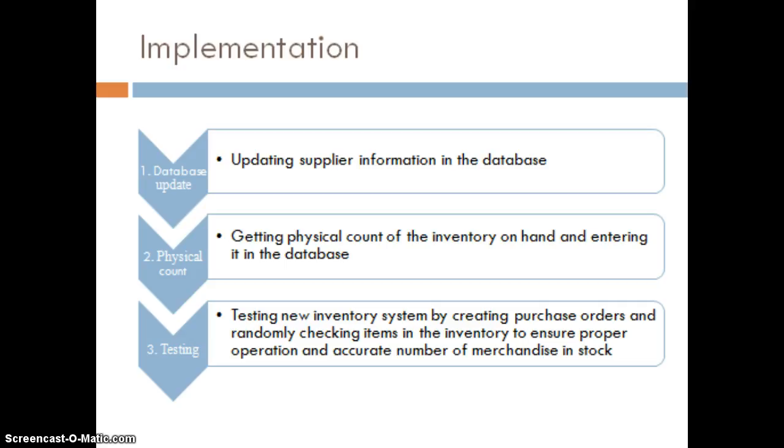The first step will be updating the database. We'll update the supplier information for every product we'll have in stock, along with the cost and any other necessary information. Second step, we'll perform a physical recount of the inventory we currently have in place, and we'll enter that information in the database. And the third step, we'll test the new inventory system by creating purchase orders and randomly checking items in inventory to ensure proper operation and accurate number of merchandise in stock.